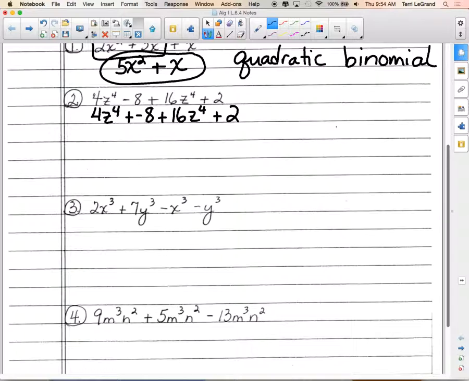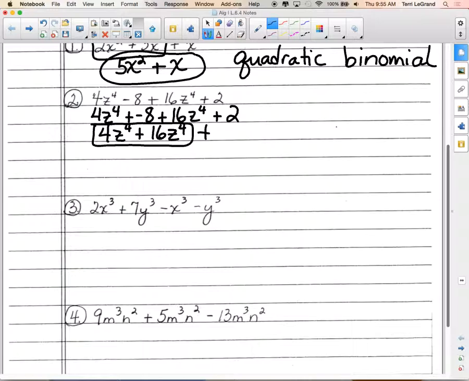Well, which terms are like terms in this polynomial? 4z to the fourth. Z raised to the fourth power. Okay, so 4z to the fourth plus 16z to the fourth, those are like terms. So we'll group them together.